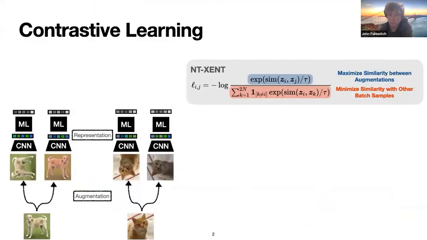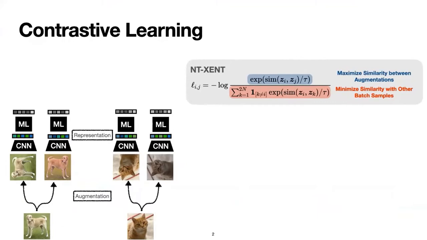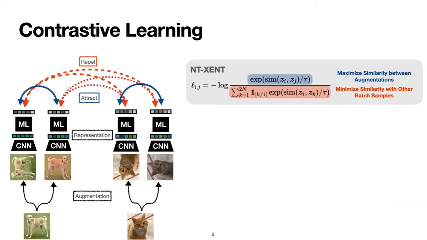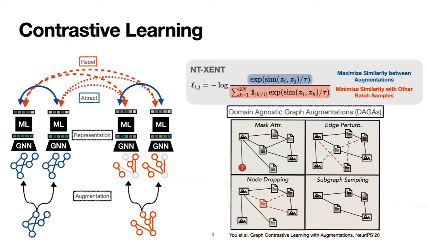Contrastive learning is a popular self-supervised representation learning paradigm for both images and graphs. Here, representations are learned by enforcing similarity between augmented views of a sample, or positive pairs, and enforcing dissimilarity between negative samples, which are typically just other samples in the batch. Normalized temperature cross entropy is a commonly used contrastive loss that effectively enforces the desired similarity and dissimilarity.